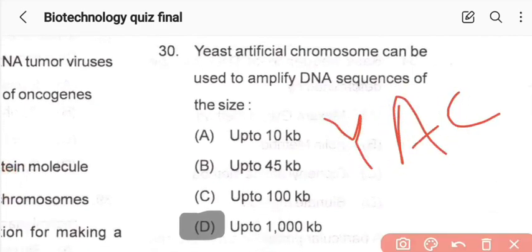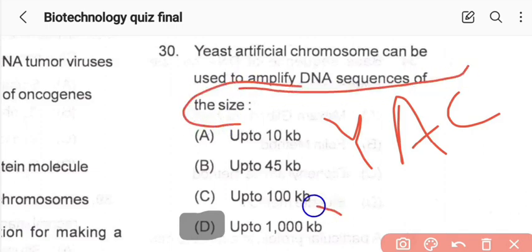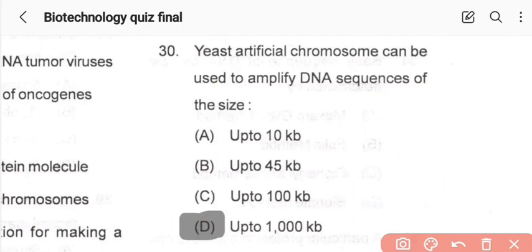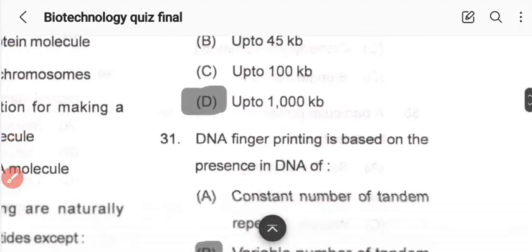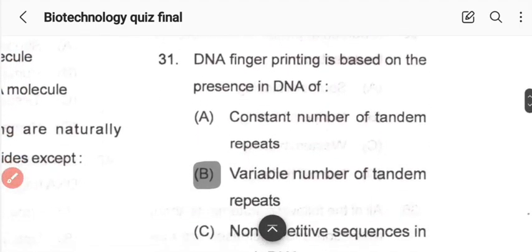YAC is used to amplify DNA sequences of the size what? 1000 kilobases. Okay, we can amplify DNA sequences of which size? Amplification, or we can generate more and more copies of DNA sequences having a size of what? 1000 kilobase pairs. Okay. Then, DNA fingerprinting is based on the presence of DNA of what?